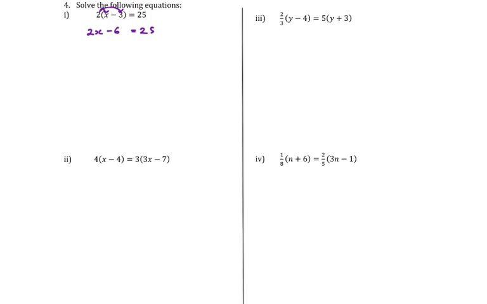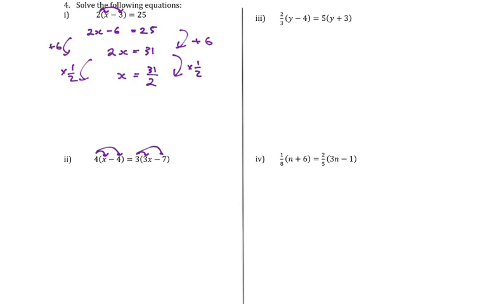Then we're going to use an additive inverse. We're going to add 6 to both sides. Adding 6 is going to give us just 2x on the left-hand side is equal to 31. And then we'll use a multiplicative inverse. We're going to times both sides by half to give us x on the left-hand side is equal to 31 over 2. Good. In the next question here, we'll expand all the brackets again.